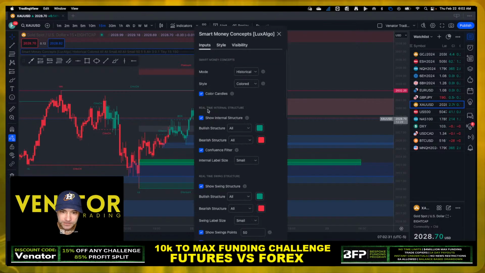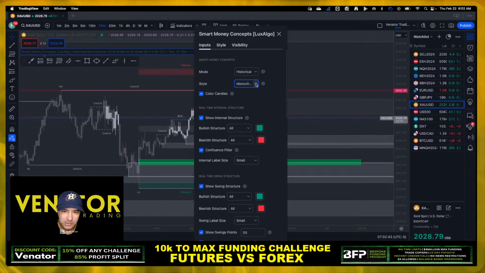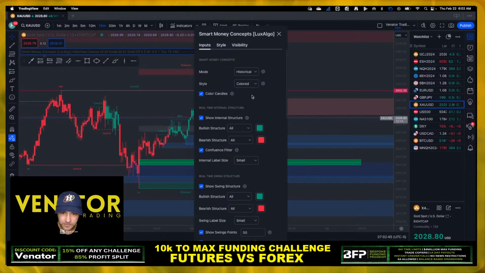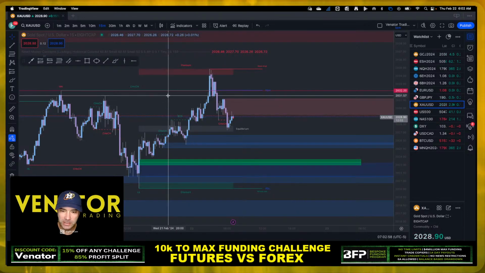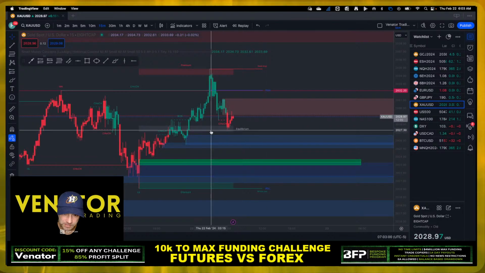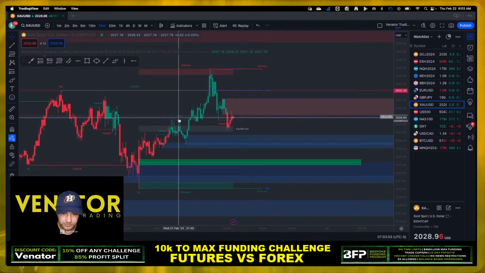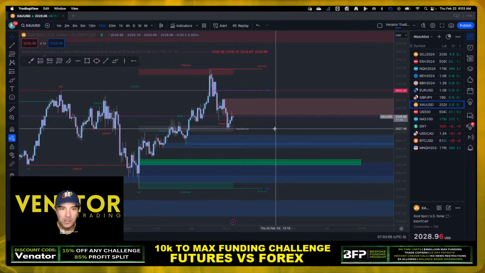So, for instance, you can do historical mode or present mode. You can do colored or monochrome. I'm not sure what that does, but oh, there you go. You can color the candles. That takes away the trend if you don't want the trend on there. The trend only shows up if you hover over a specific piece of the indicator. Otherwise, it's not there.